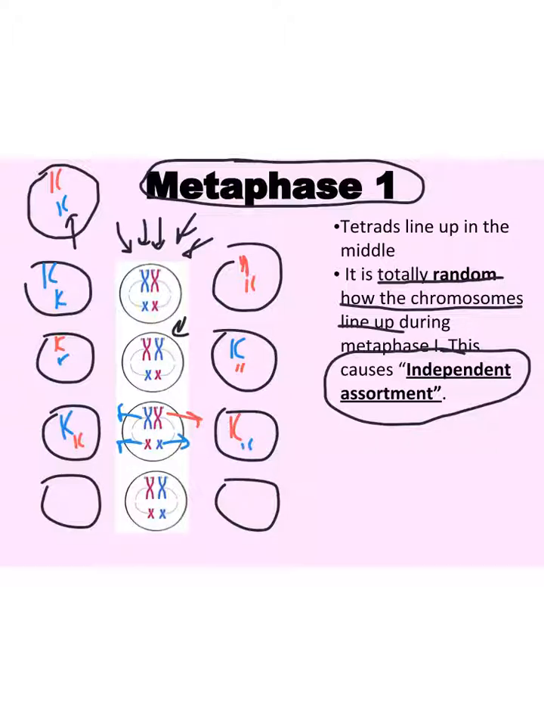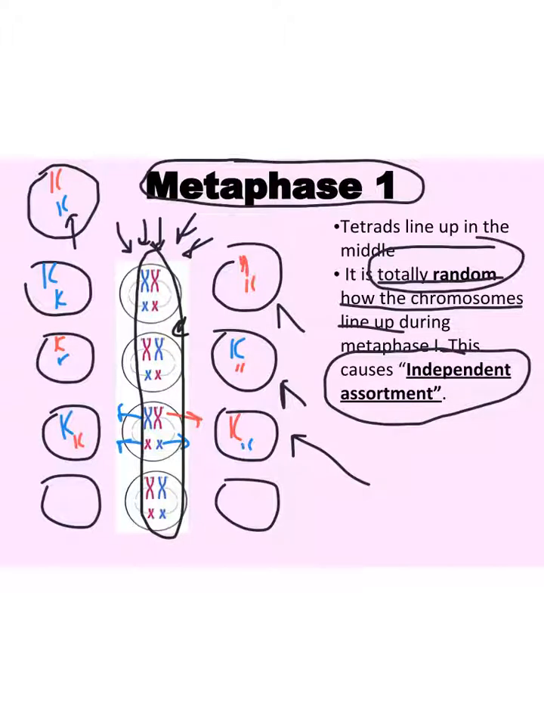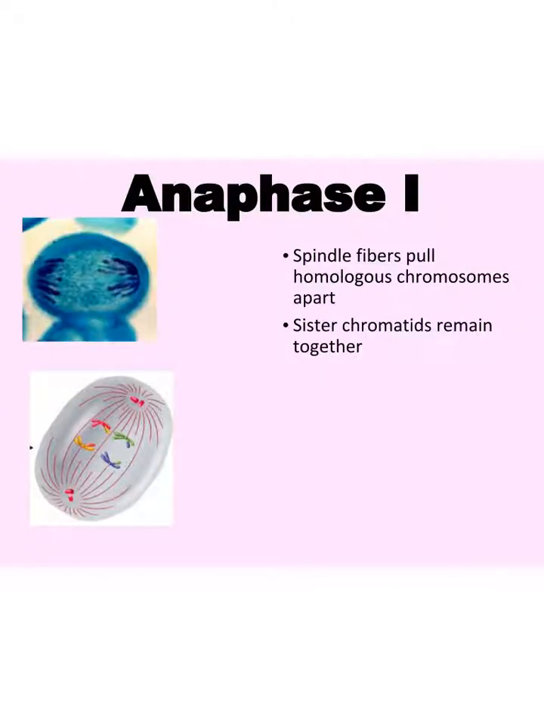So the whole point of this story is all these gametes are going to be totally unique because you don't know how these chromosomes are going to line up in the middle. It's not going to be all blue chromosomes on the left and all red on the right. It's going to be totally random how they line up. Therefore, it's going to be totally random which gametes these chromosomes end up in.